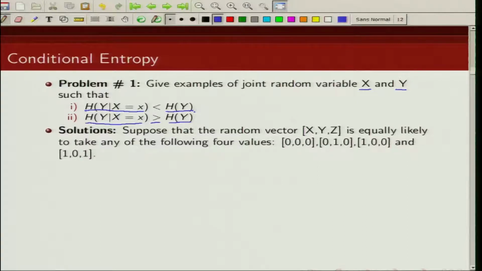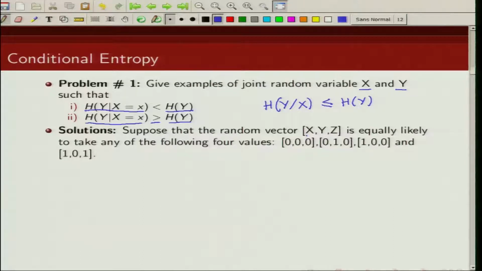So we have seen in the lecture before that conditioning on another random variable cannot increase entropy. However, as you can see from this example, conditioning on a particular event can result in an increase in uncertainty. So let's take an example.